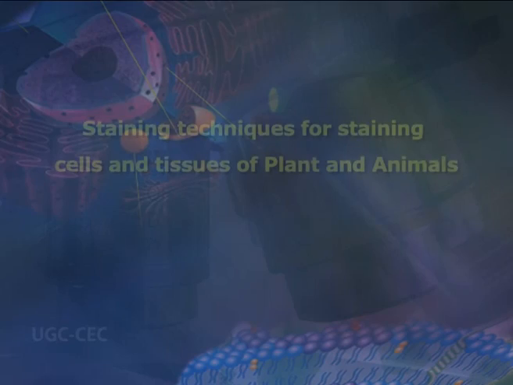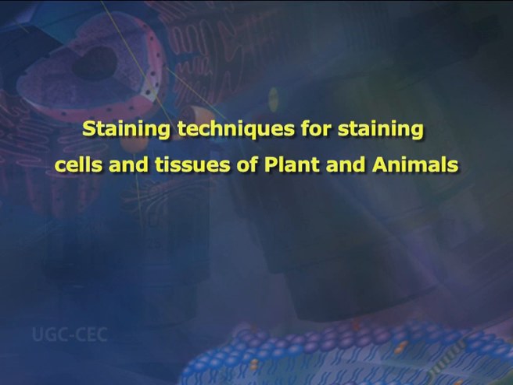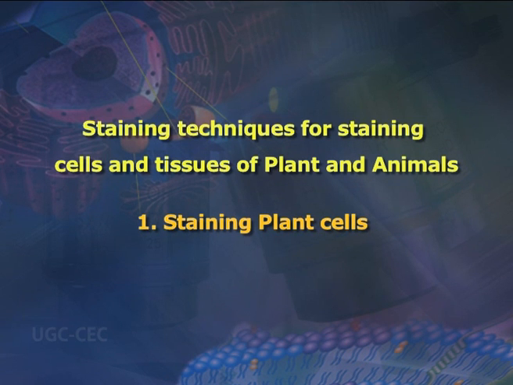Stains may be used to define and examine tissues, for example, muscle fibers, liver, brain or connective tissue, cell populations, classifying different blood cells for instance, or organelles within individual cells. Here we will discuss some common laboratory staining techniques for staining cells and tissues of plants and animals. Let us first talk about staining plant cells.